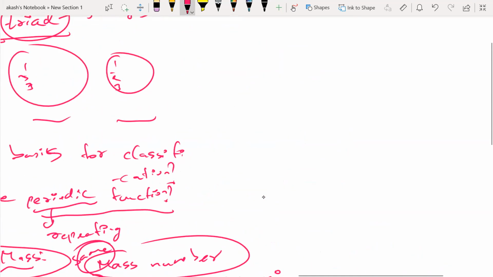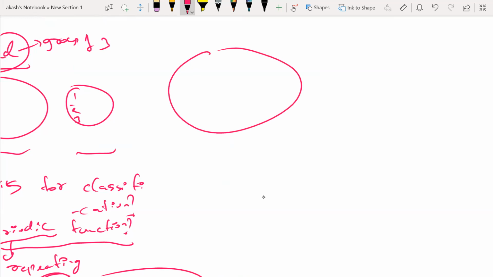Say he took one group, which was lithium, sodium, and potassium. Now, how is he able to put these 3 elements in one group? Obviously he used atomic masses, but you have to understand how exactly atomic mass is used.